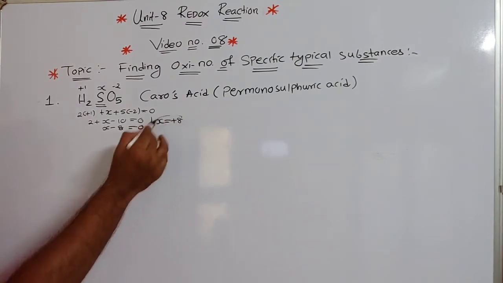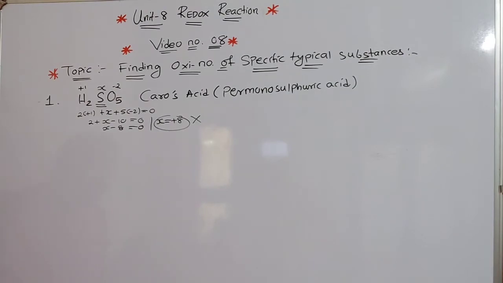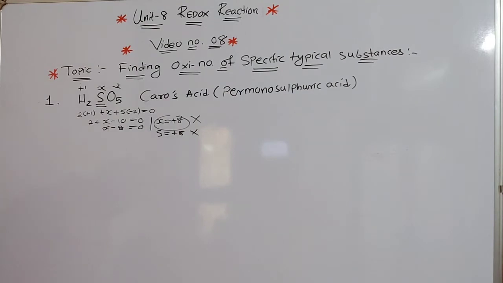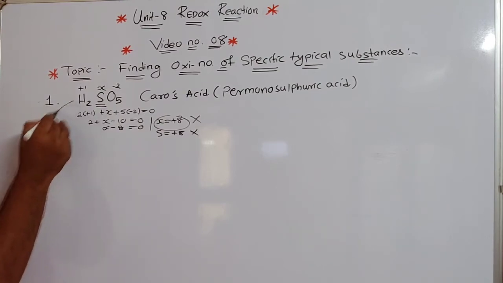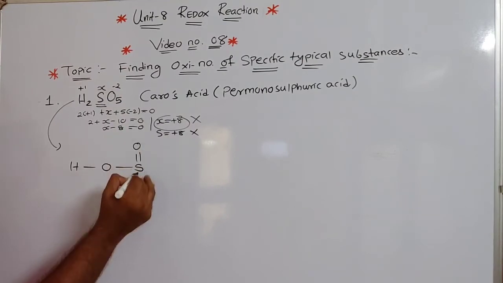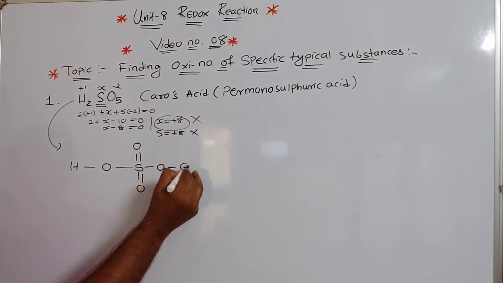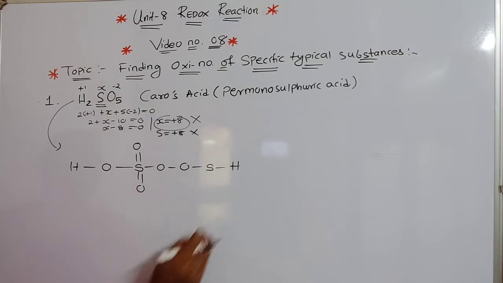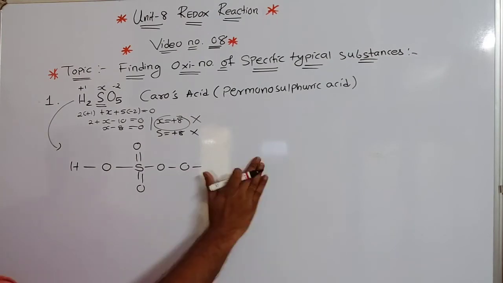Understood? But actually with our traditional method, x means sulfur, you get sulfur is equal to +8. It is wrong. Understood? So that we are going to find. Now in this case, you have to see the structure. The structure of this is H-O-S double bond O, dash O dash O dash S dash H. Sorry, only one sulfur is there.